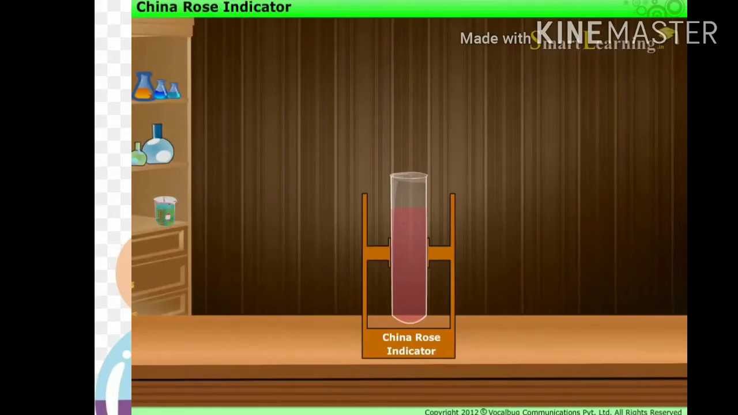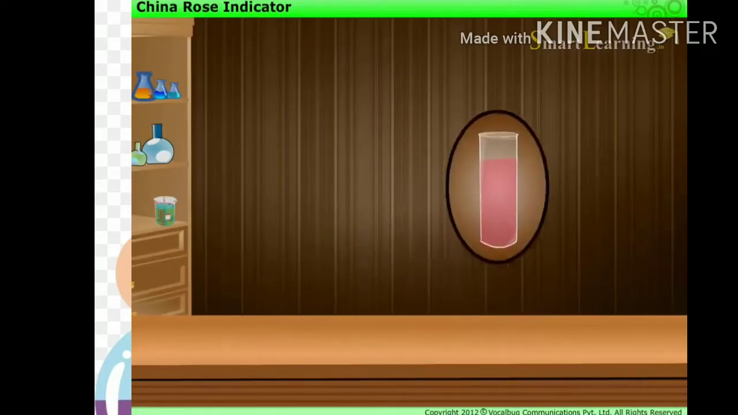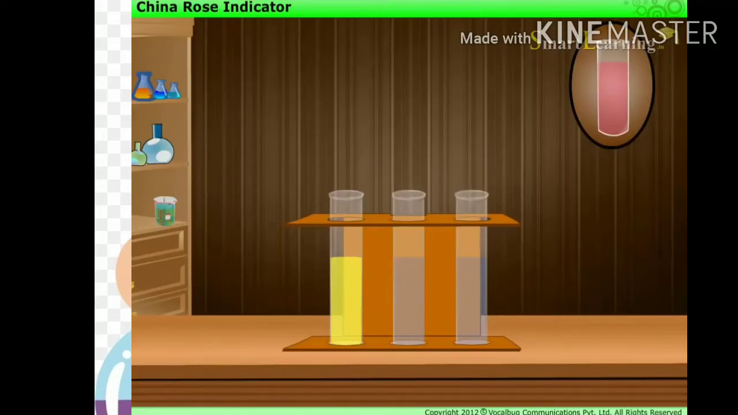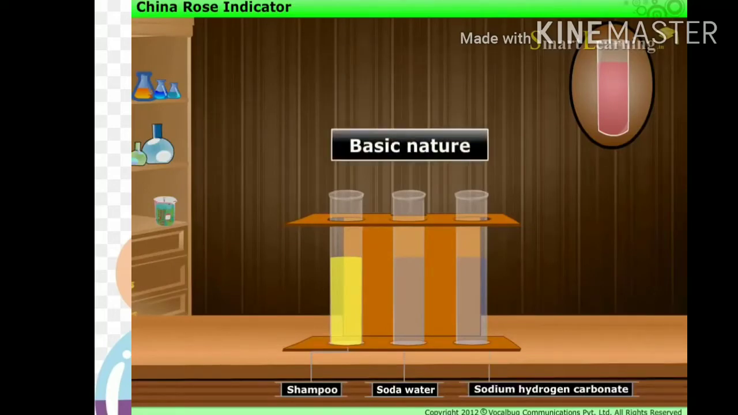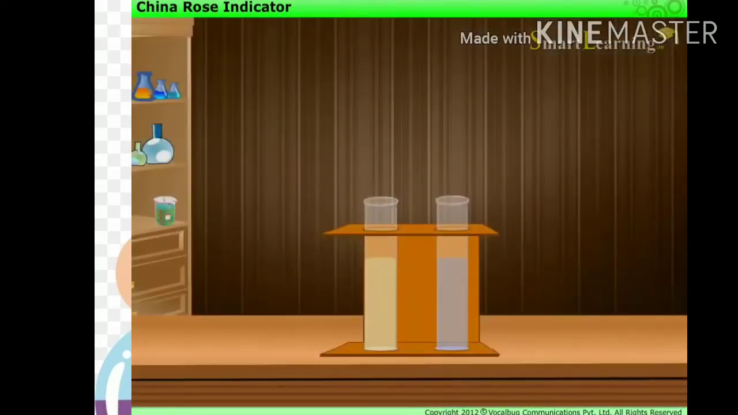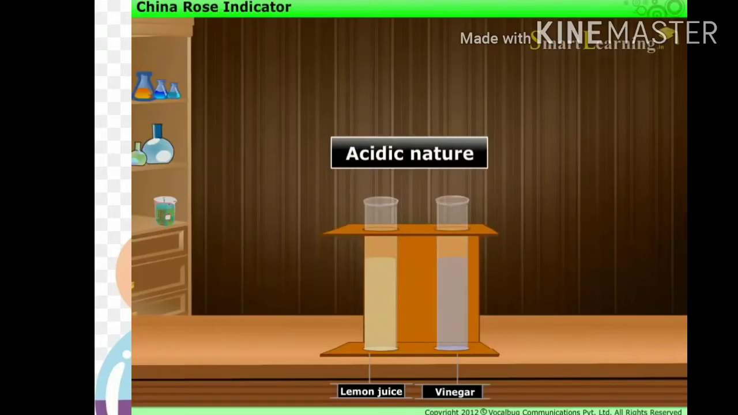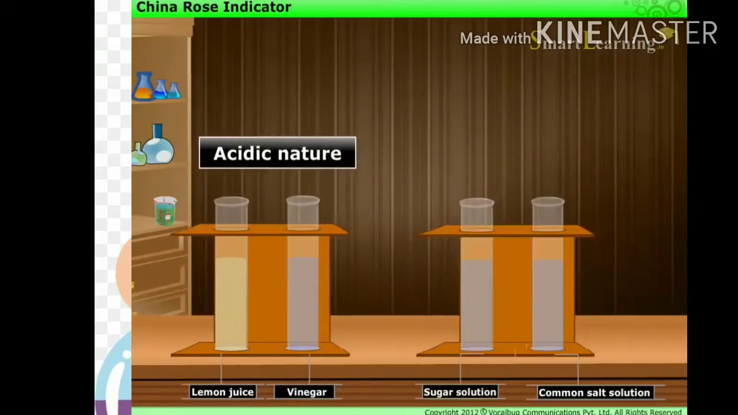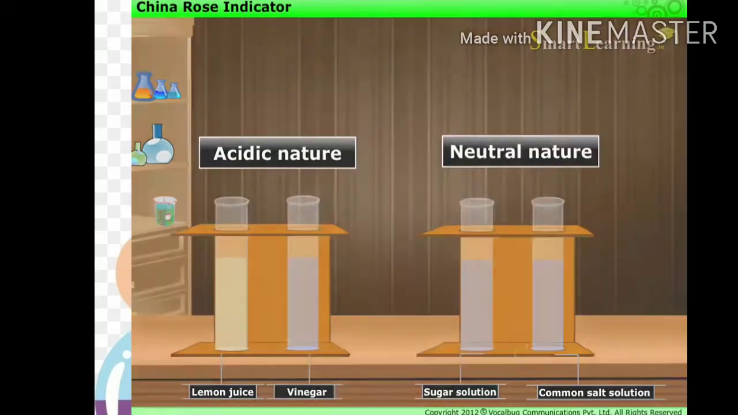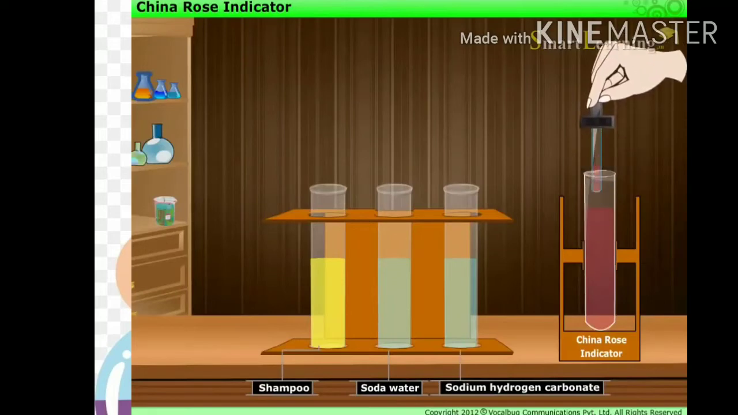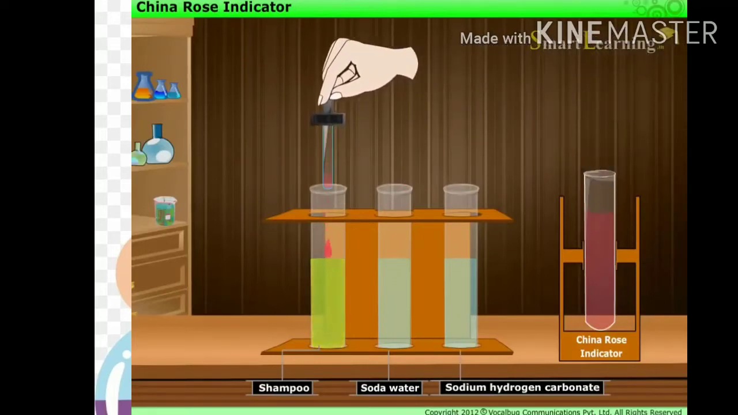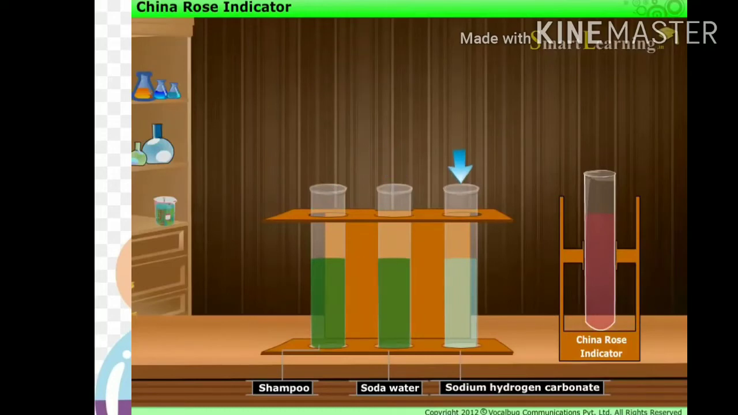Now we will perform an activity using the same indicator with various solutions. You know that the solutions of shampoo, soda water, and sodium hydrogen carbonate are basic in nature. The solutions of lemon juice and vinegar are acidic in nature, whereas sugar solution and common salt solution are neutral in nature. Now add 5 drops of this indicator to each of the basic solutions. Carefully note down the effect on these solutions.